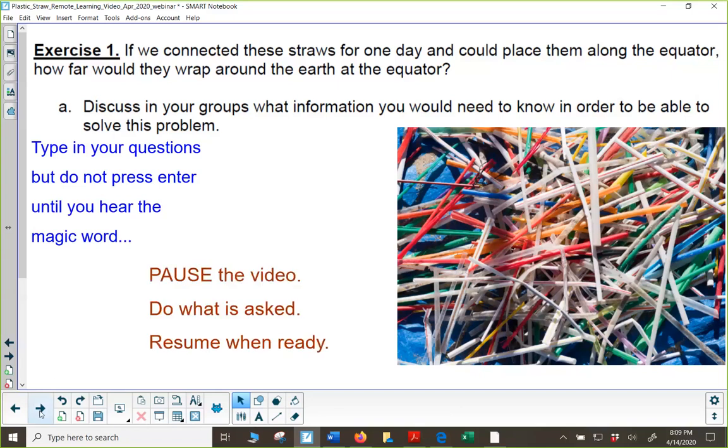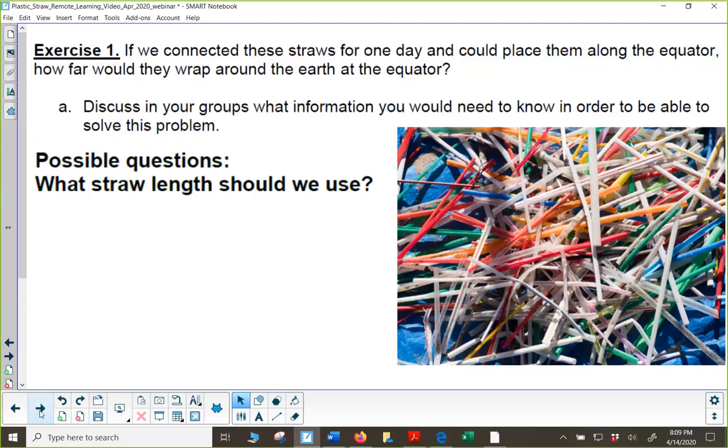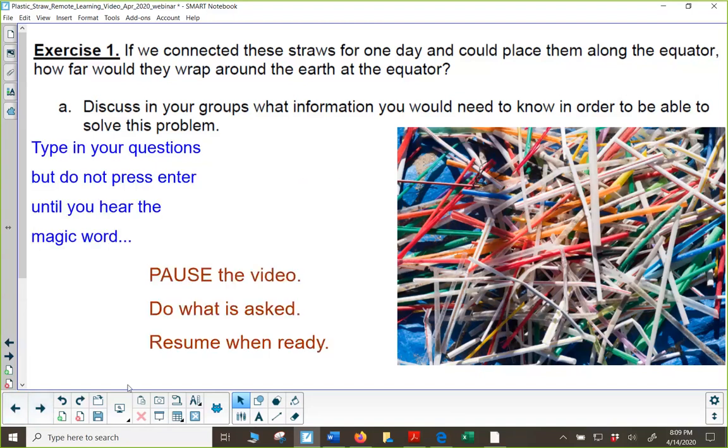All right, so here's your magic word, okay, PEZ? Go ahead. What information do you need to know?